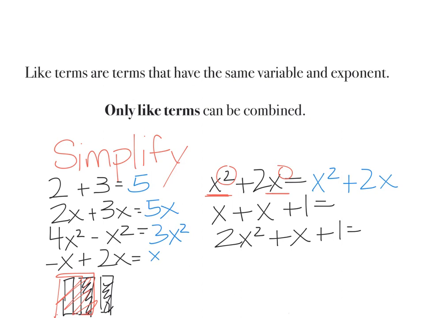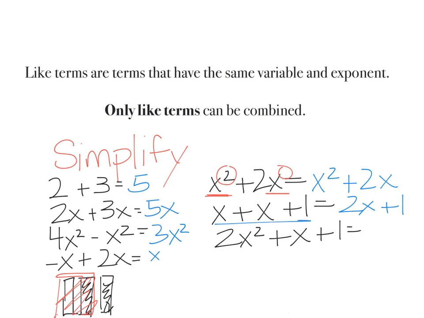How about the next one? X plus x plus 1. Can x and x be combined? Yes, they are like terms. They have the same exponent, the same variable. So we can combine them. X plus x is going to give me 2x plus 1. Plus 1 is going to have to stay there. We can't get rid of it because we can't combine it with the x. We get 2x plus 1. Okay, we took 3 terms, we wrote it as 2 terms.